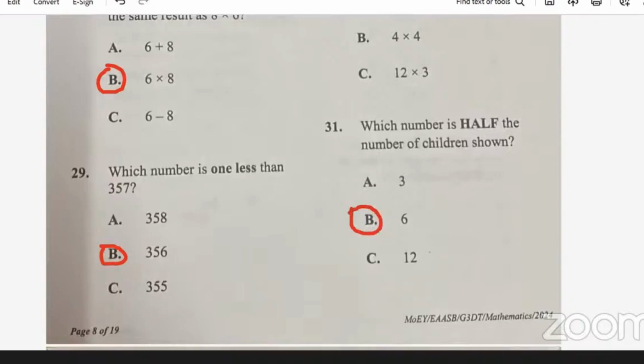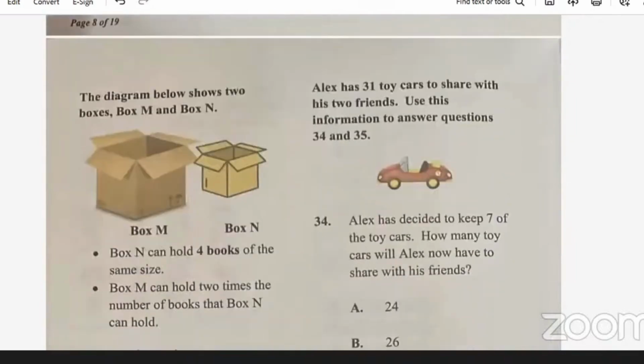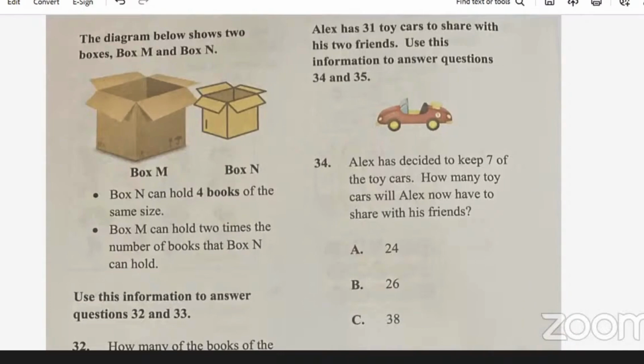It's over halfway. We're now at question 32. So again, if you want to take a break here, you can, and then you come back to the rest of the questions. Again, we're going to be using this information to answer two questions, questions 32 and 33. The diagram below shows two boxes, box M and box N. Box M that's labeled and then box N. So box N can hold 4 books.